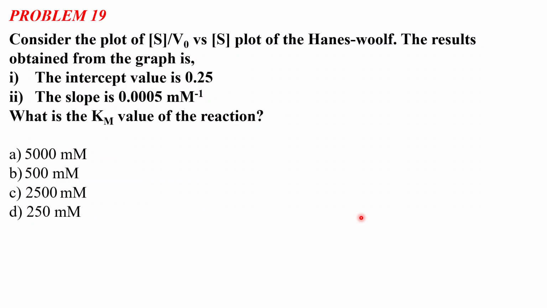Problem number 19 says, consider the plot of the concentration S divided by V0 versus concentration of S in the Hanes-Woolf plot. The Hanes-Woolf plot is a different plot which is very similar to the Lineweaver-Burk plot. The results obtained from the graph are: the intercept value is 0.25 and the slope is 0.0005 millimolar inverse. What is the Km value for this reaction? Your options are number A 5000 millimolar, number B 500 millimolar, number C 2500 millimolar and number D 250 millimolar.